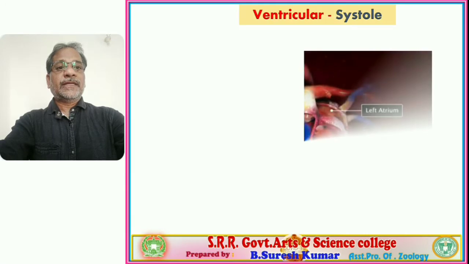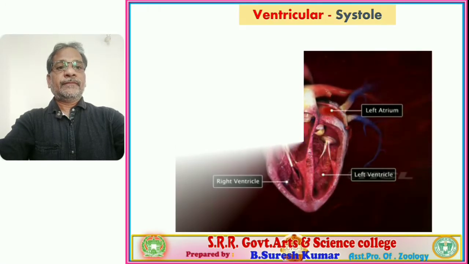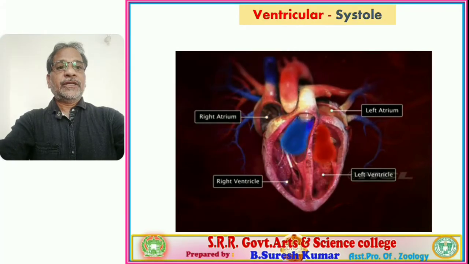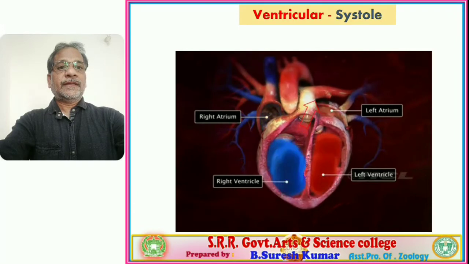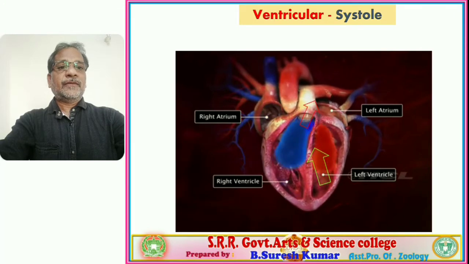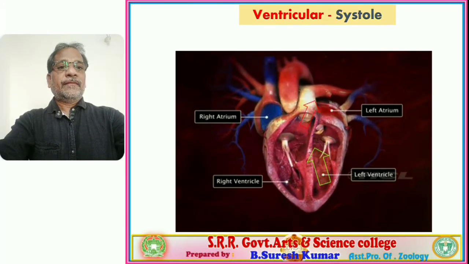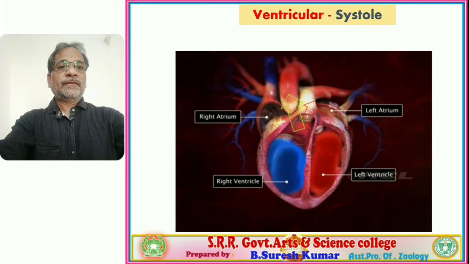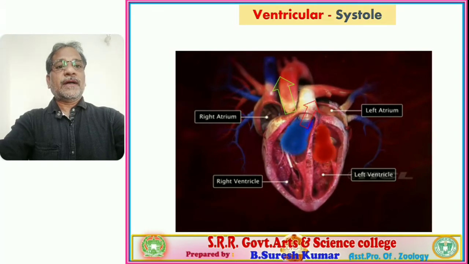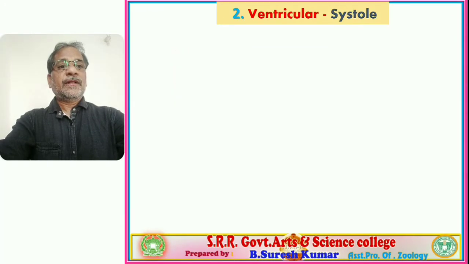Alert. We observe one more visual representation. The deoxygenated blood goes into the pulmonary aorta. You observe the arrows. That's the way. Next, oxygenated blood. You observe the arrow from the left ventricle to the systemic aorta. Follow? So that is the path of ventricular systole.